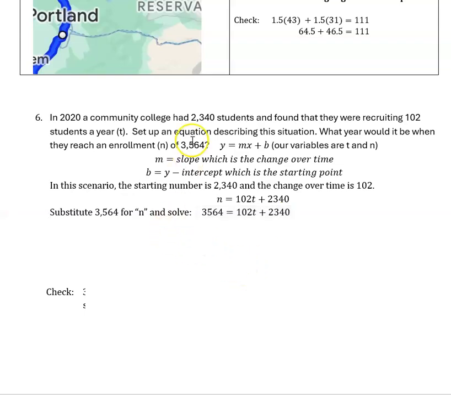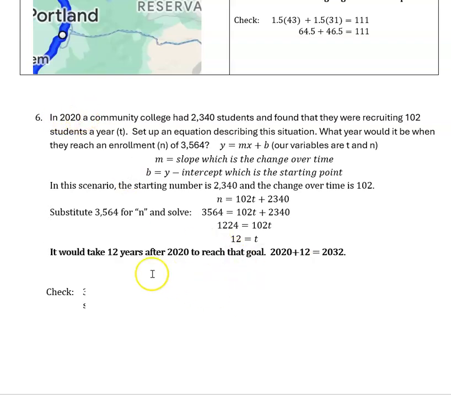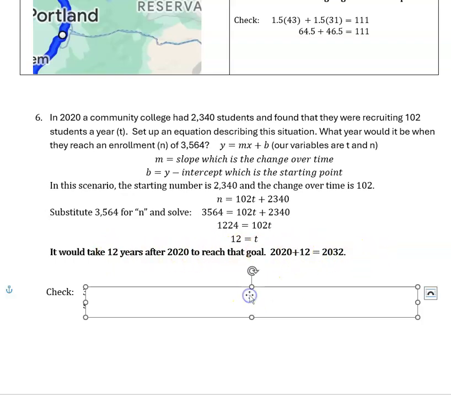To find out when they would have 3,564, you substitute the 3,564 in where n is, and then solve for t. To do that, we subtract 2,340 from both sides, and then divide both sides by 102, and we get t is 12. So 12 is not our answer. It's been 12 years since 2020. To get that year, it would take 12 years after 2020, which means it'd be 2032.